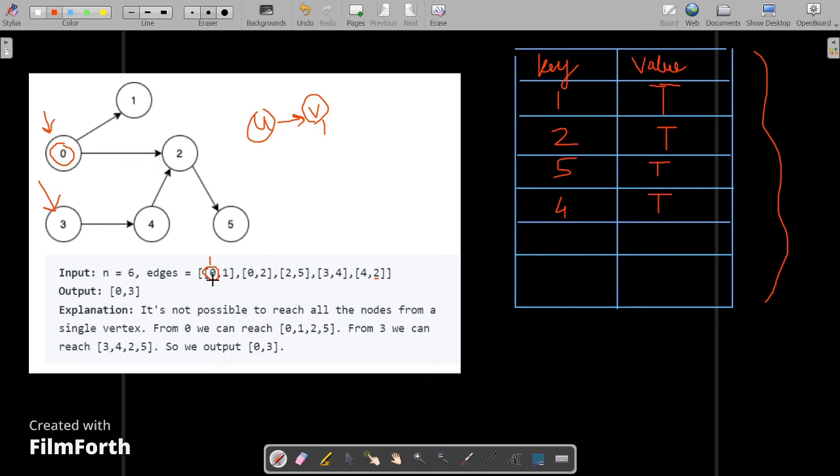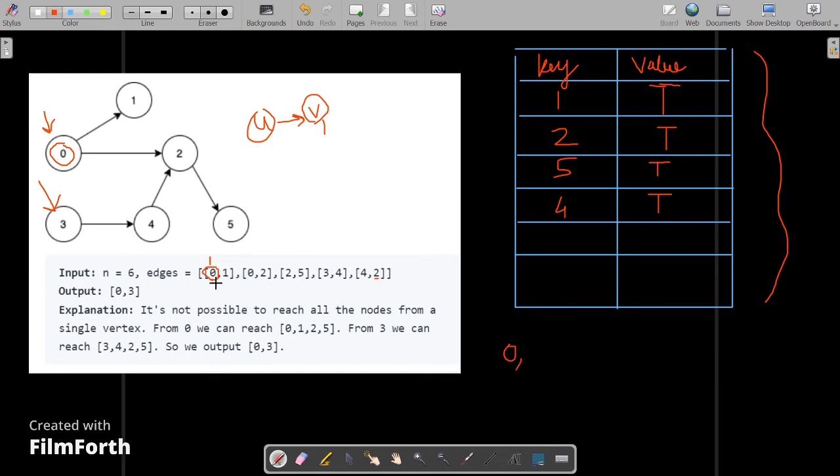So we check 0. When we check 0, we see that 0 is not present in the map. That means that it cannot be reached by some other vertex. So it has to be a starting point and it has to have in degree as 0, right? So we will include it in our answer. So our answer has 0 now.